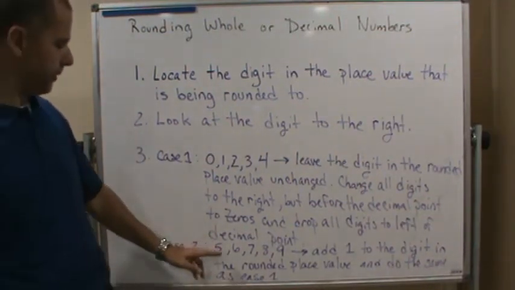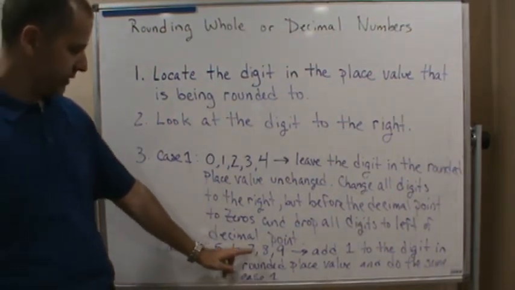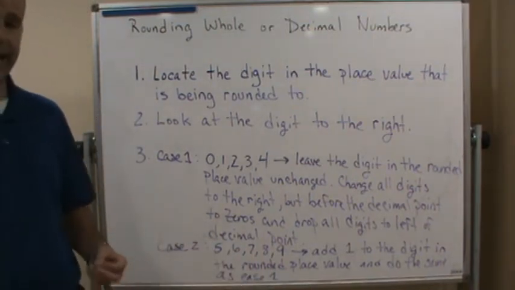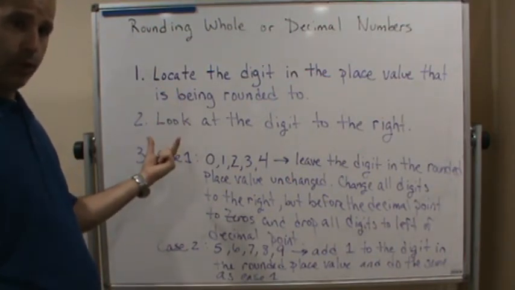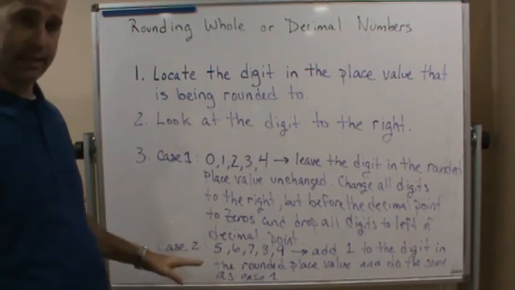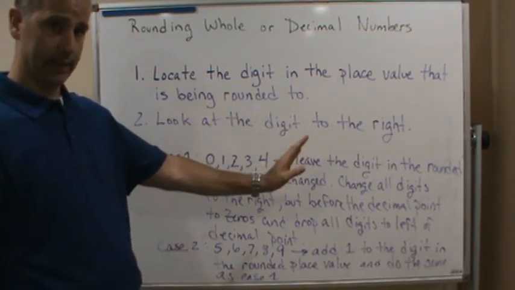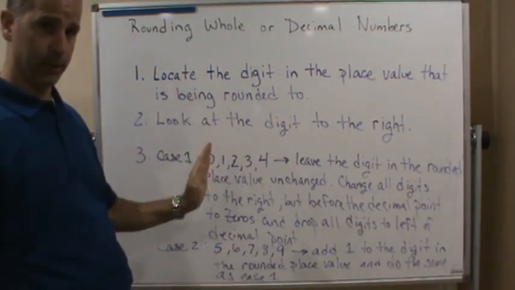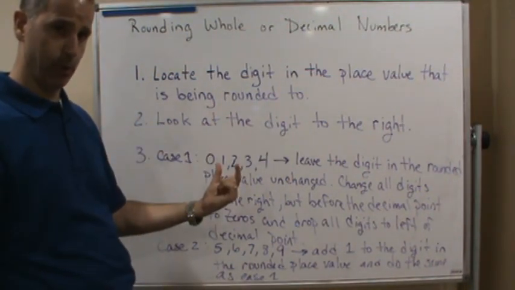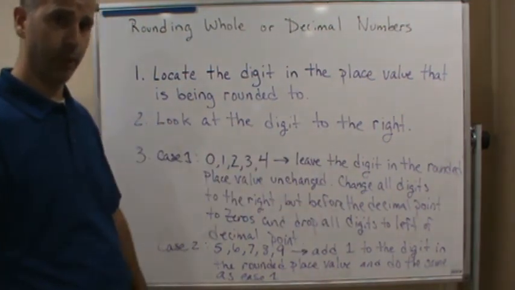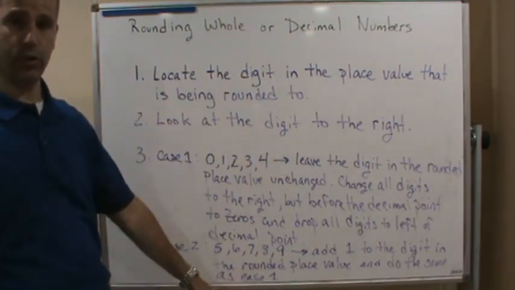Case two is, what if there are 5 or more? What if the digit to the right of the rounding place is 5, 6, 7, 8, or 9? Well, that means we're going to go to the digit that's being rounded and add 1 to it, and then do the same thing that we did in case one. We take all the digits to the immediate right of the place value being rounded, but to the left of the decimal point, and change those to 0. Then everything to the right of the decimal point, we drop. That's it. Those are the rounding rules.